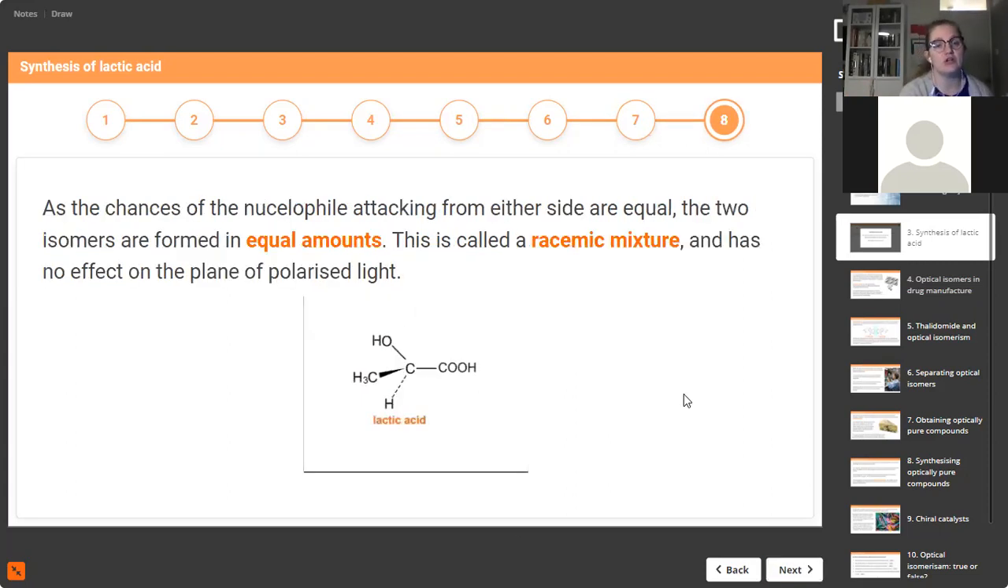As the chances of a nucleophile attacking from either side are equal, the two isomers are formed in equal amounts, and when we have equal amounts of the optical isomers, we call this a racemic mixture. We call them racemates. They're a racemic mixture. And therefore, overall, it has no effect on the plane of polarized light because we've got equal quantities.